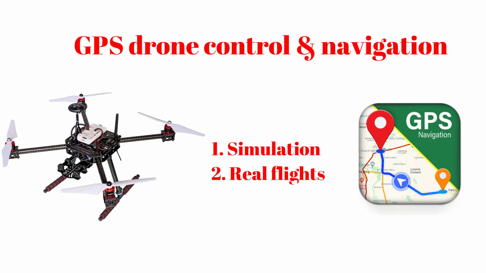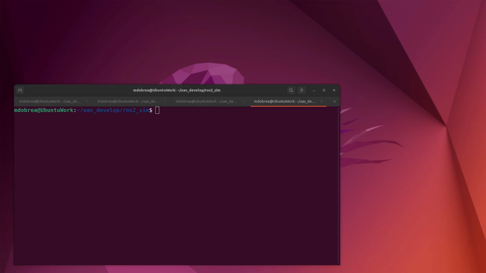The purpose of this demonstration is to illustrate the flight control of a UAV system based solely on its initial and final GPS coordinates.